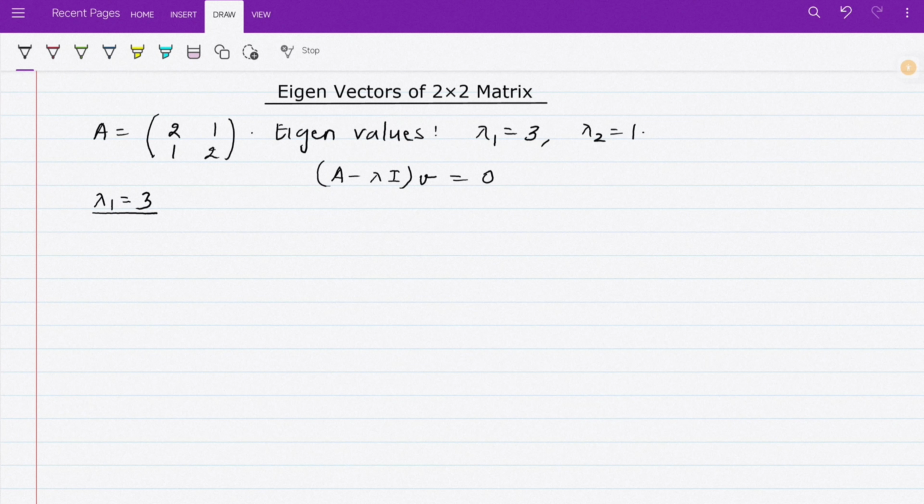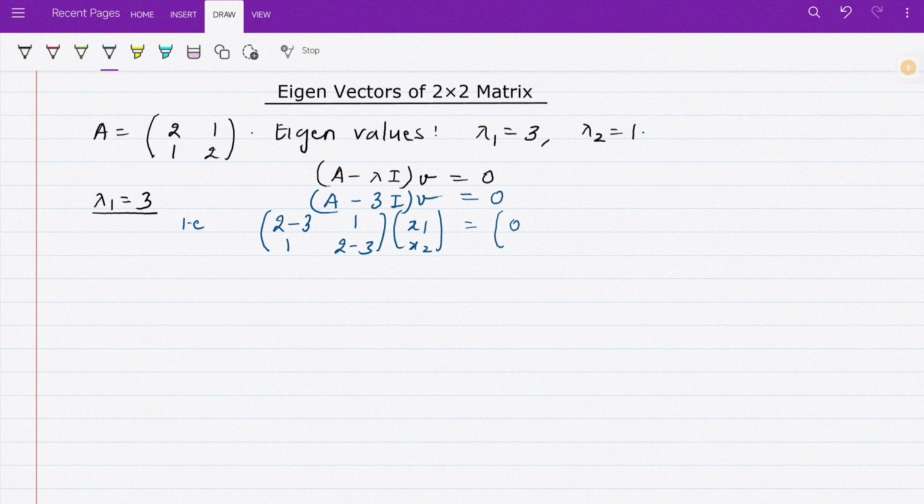We'll plug this value into our equation and we get (A minus 3I) times V is equal to 0. That is [2 minus 3, 1; 1, 2 minus 3]. V we will put as [x1, x2], and 0 is going to be the column matrix [0, 0]. This simplifies to [minus 1, 1; 1, minus 1] times [x1, x2] is equal to [0, 0].